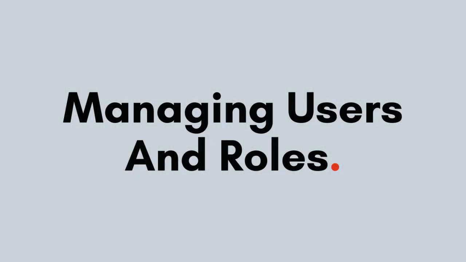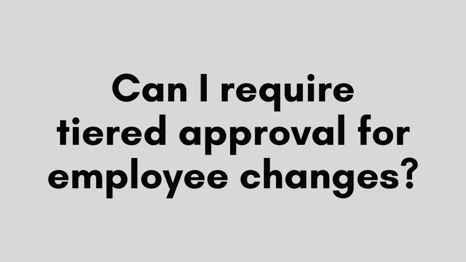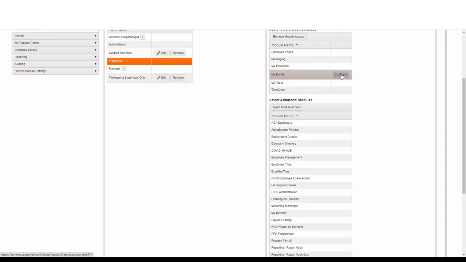We're going to quickly go over some of the scenarios that we have in place, and these scenarios are going to be common questions and common concerns that we see that appear when creating roles and customizations. One of our last examples is going to be, can I require a tiered approval for the employee change? This is going to be very similar to what we did for the manager's role. And what we're going to do is do it at the employee level.